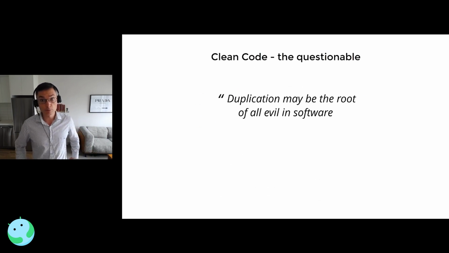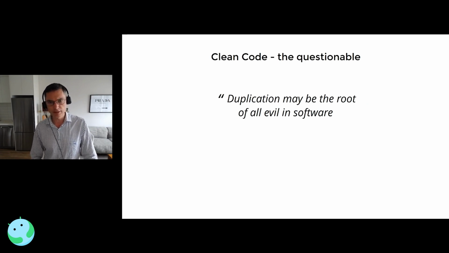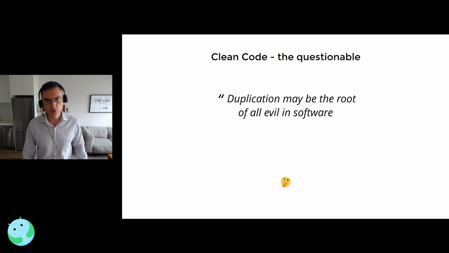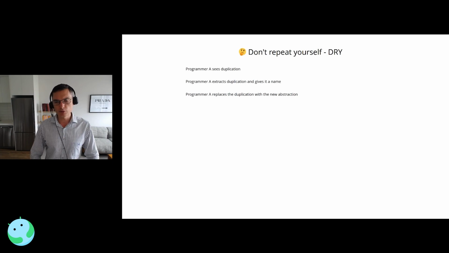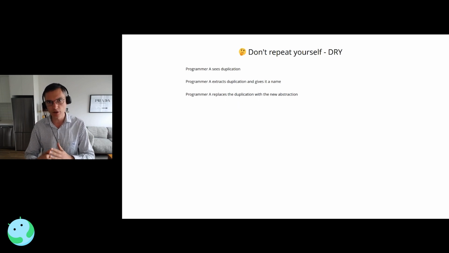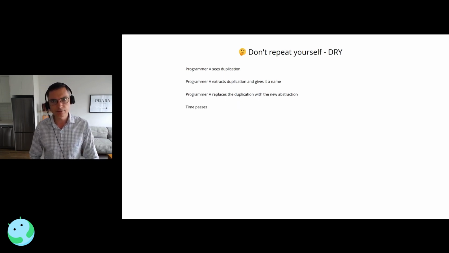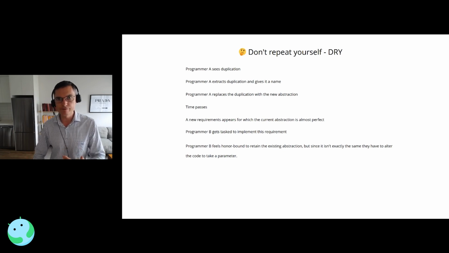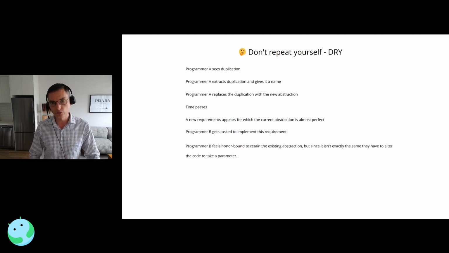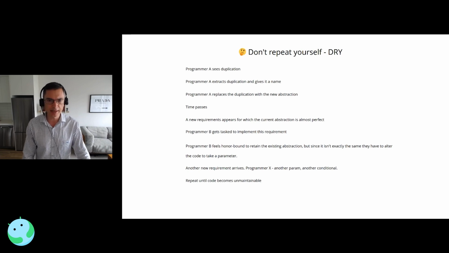Let's move on to some of the more questionable assertions. The first one of these is that duplication may be the root of all evil in software. Now, if you've been around a while, you'll probably realize that there's some nuance to be explored here. The typical way that's explained is that programmer A will see some duplication and they'll think, don't repeat yourself, and they'll just hammer on that duplication immediately and create some kind of abstraction. And after some time, programmer B comes along and has to solve a similar problem, but the abstraction created by programmer A doesn't quite fit, and they just have to hack their work into the abstraction to somehow get it to work. And then this cycle repeats itself again and again, and you just end up with a big mess.